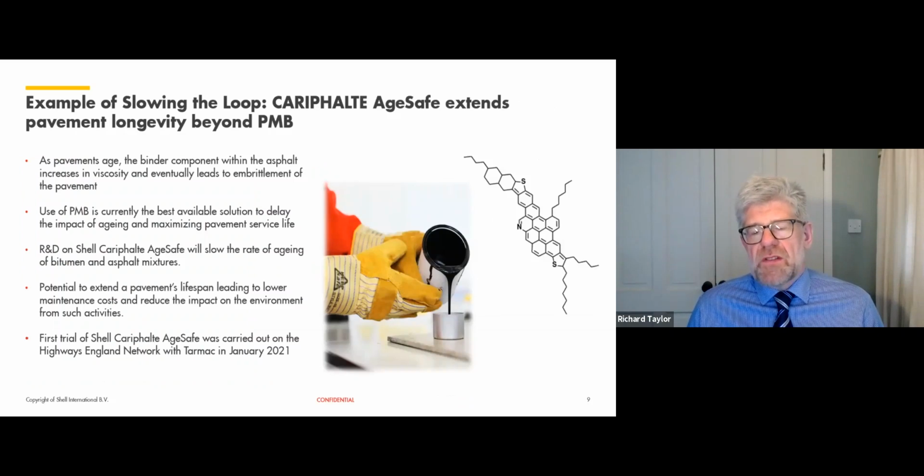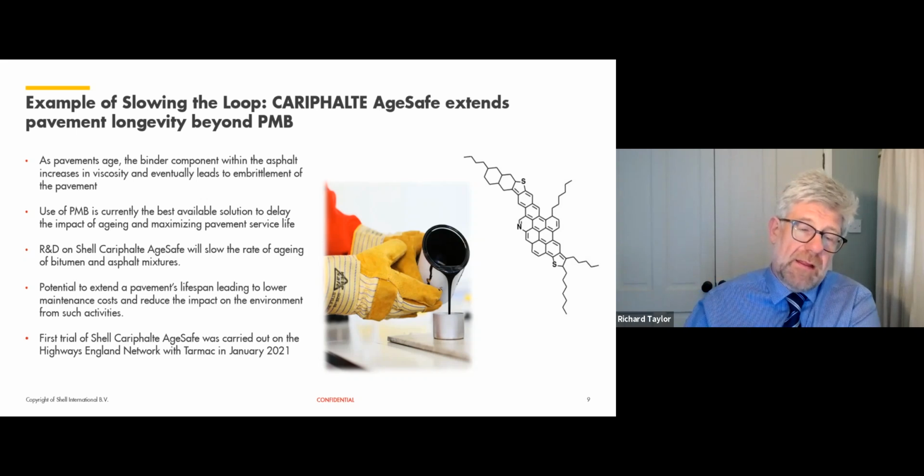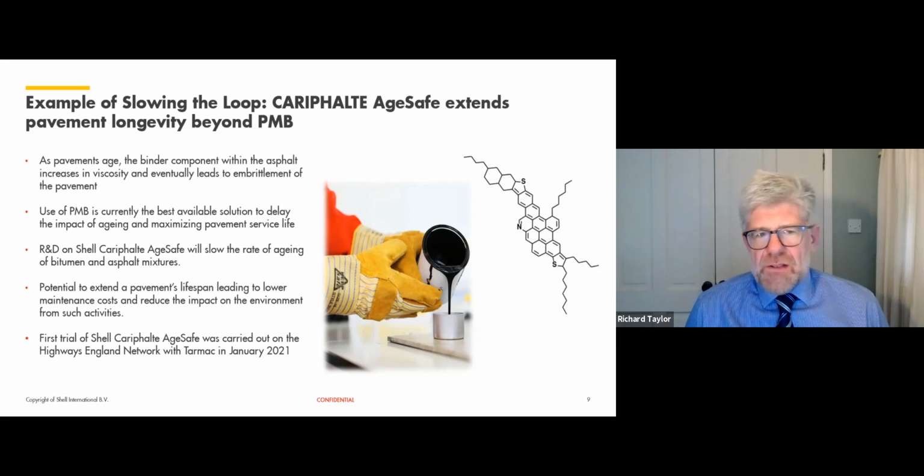The second example, of slowing the loop, is a technology that we've worked on in Shell now for several years, but we've made our first trials on the major highway network of Highways England with Tarmac earlier this year. Pavements age, and they age with exposure to air and exposure to water. And as the pavement ages, it becomes embrittled, and eventually that will lead to some fretting or raveling or eventual cracking.